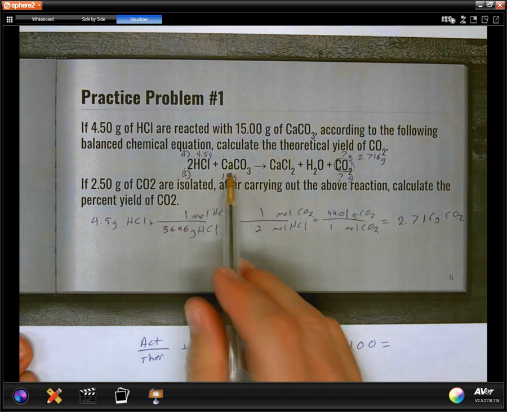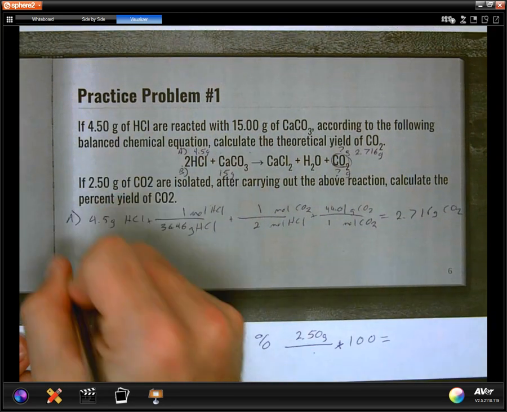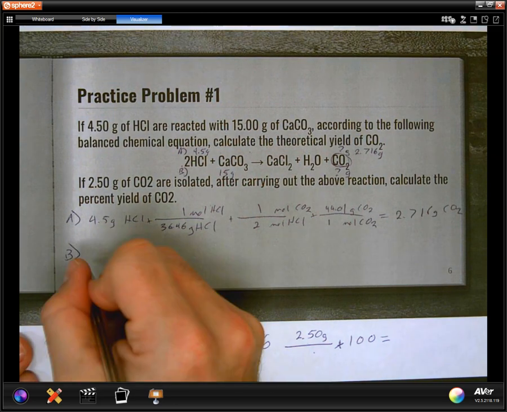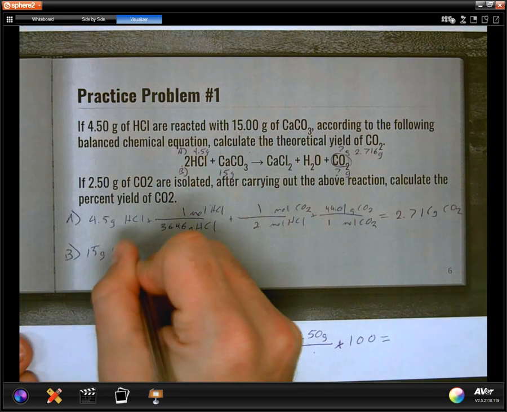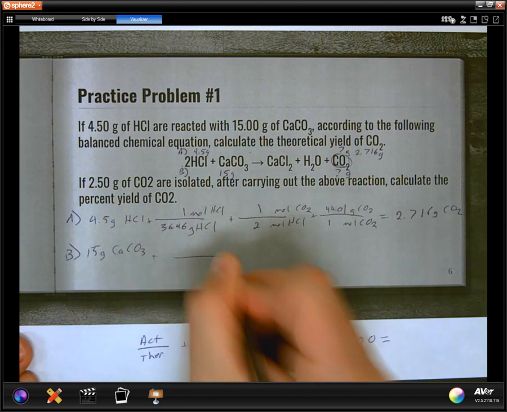Now we need to do it again for scenario B. Scenario B, 15 grams of calcium carbonate. Follow those units.